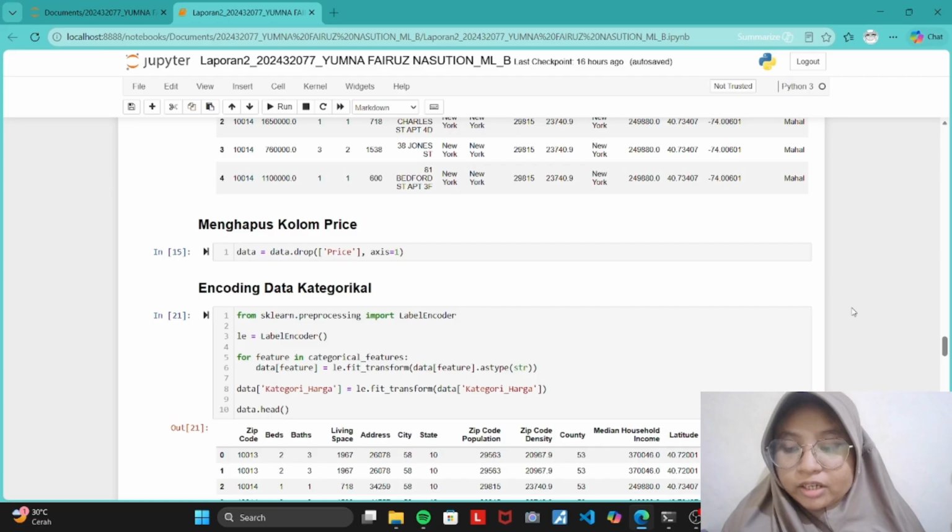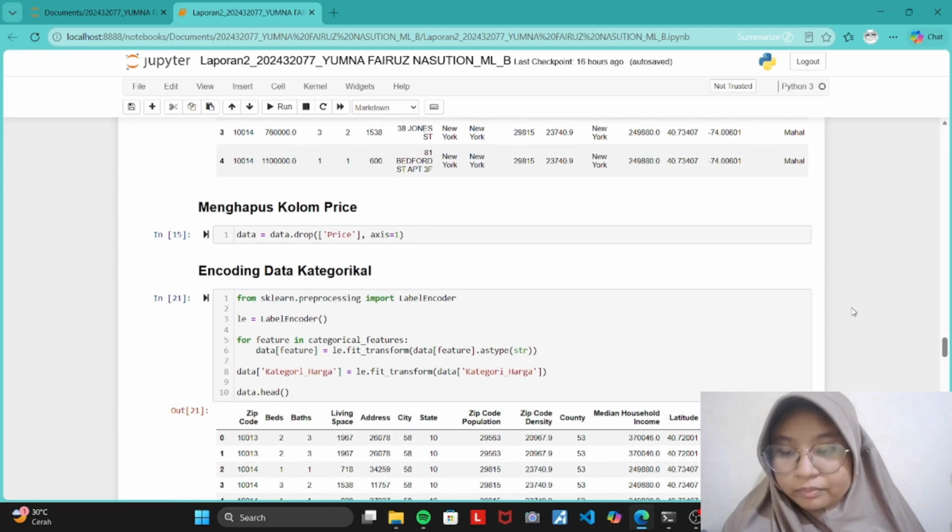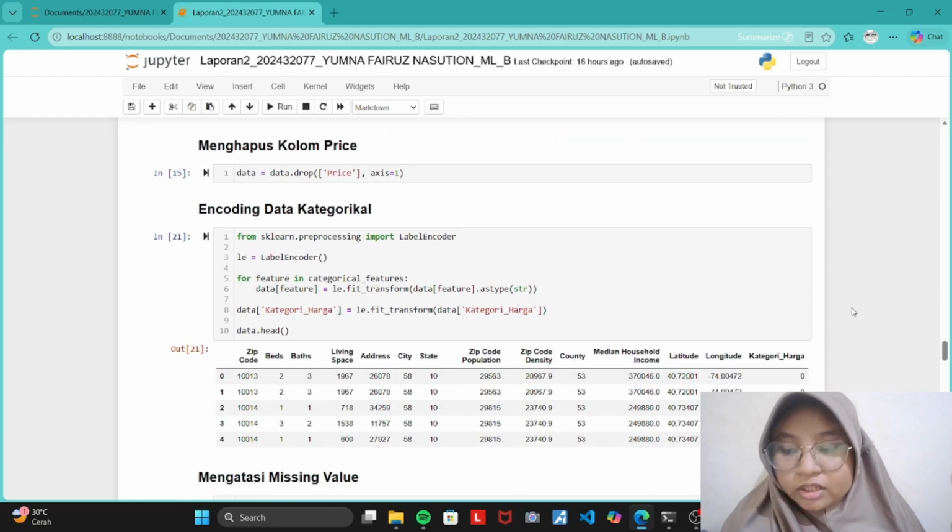This is important because the model should not directly access the original target value. Next, I performed encoding using label encoder. Categorical data, such as text labels, were transformed into numerical values so they could be processed by the Gaussian naive Bayes algorithm. Then I handled missing values and invalid data. Infinite values were converted into NaN and missing values were replaced using the mean value of each column.